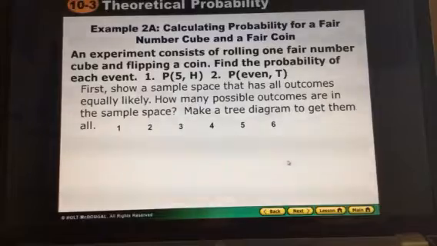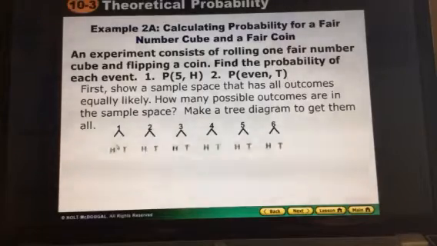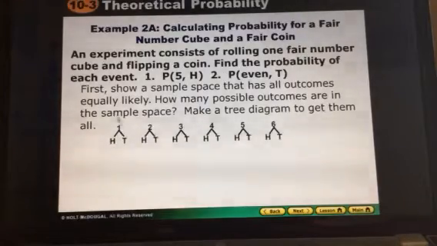Now, after that, you're going to flip a coin. So what could you flip with the 1? Well, you could flip a head or a tail. So there's 2 different possibilities. So you'll say 1 head or 1 tail, 2 head or 2 tail, 3 head or 3 tail, 4 head or 4 tail, and so on.